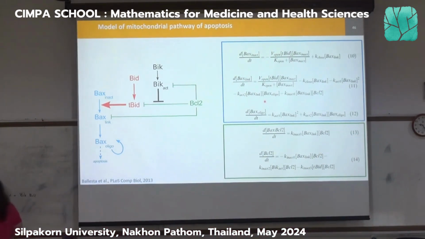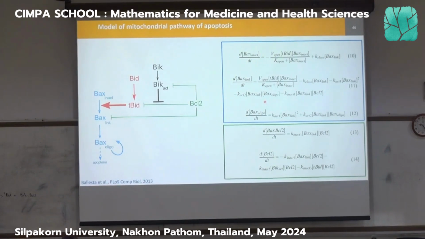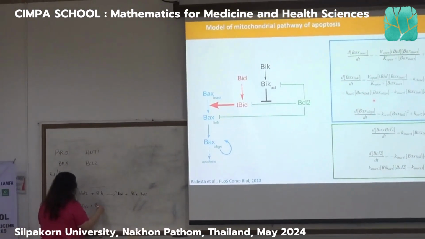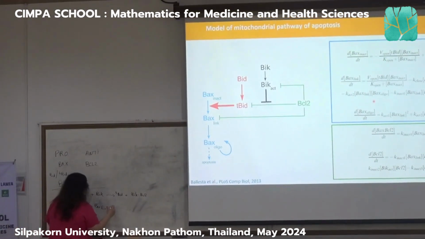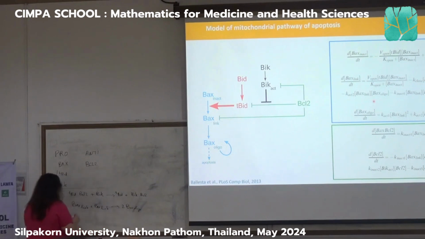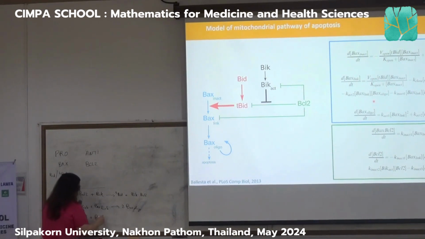So you have at least two ways to activate or create BAX oligo. Either you associate two BAX-link and you get two BAX oligo, or you can also associate one BAX-link plus one BAX oligo.